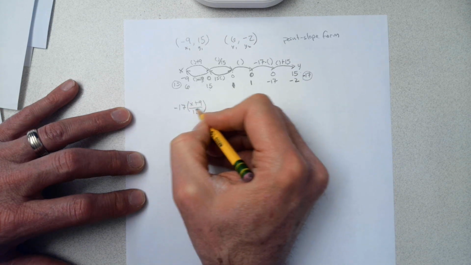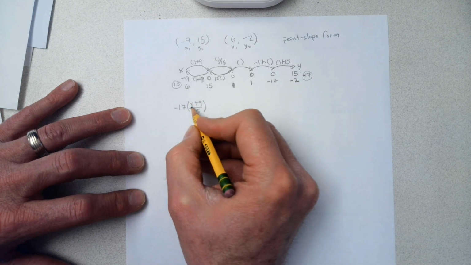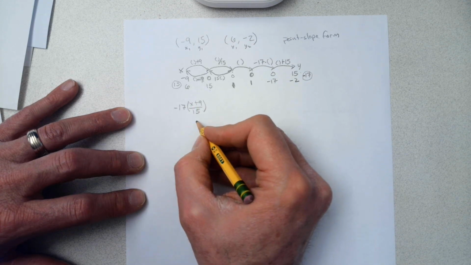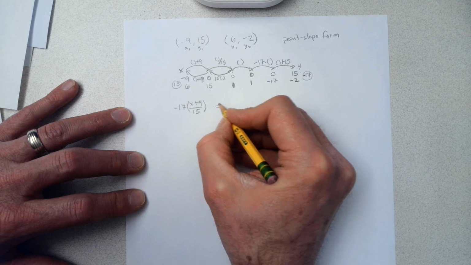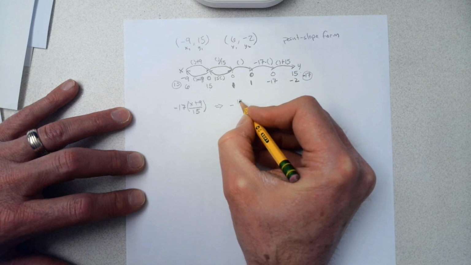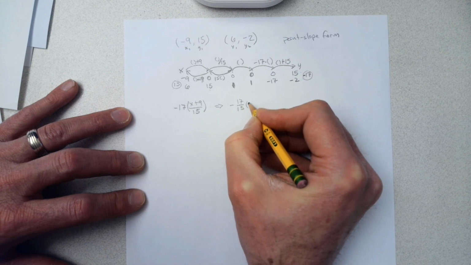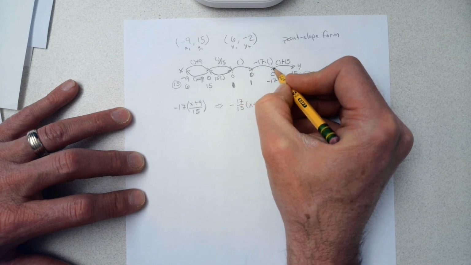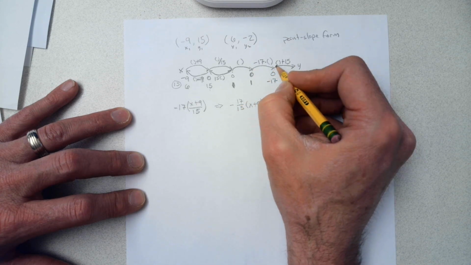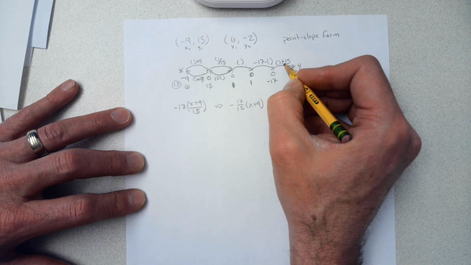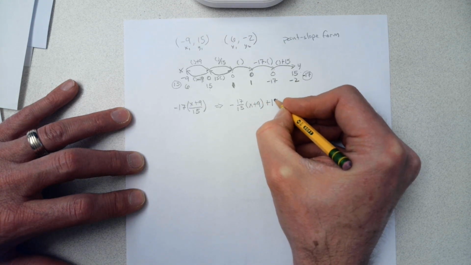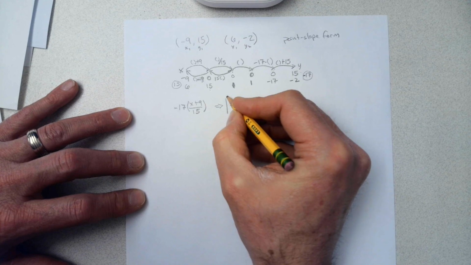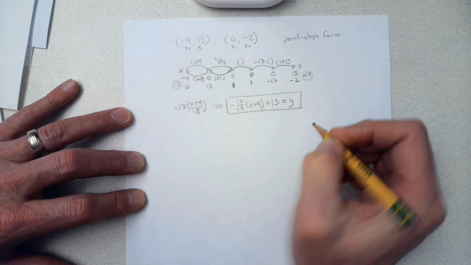Now, to make it look a little bit more like the point slope form, I'm going to take the divided by 15 out from under the x plus 9 and put it under the negative 17. That will make it negative 17/15 times x plus 9. That's what came out of this arrow. And so that's at the beginning of this one, and this one says take everything that you have so far and add 15 to it. And now you are at y, and this is the equation that we're looking for.